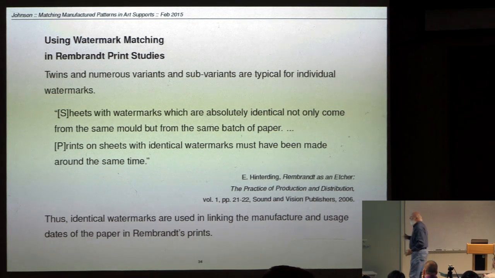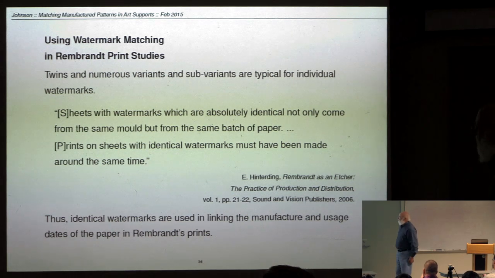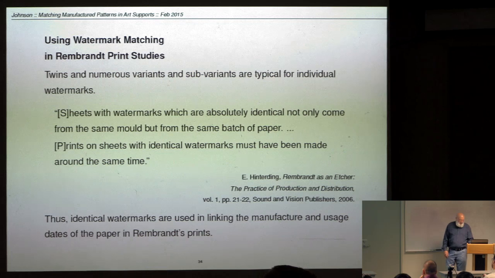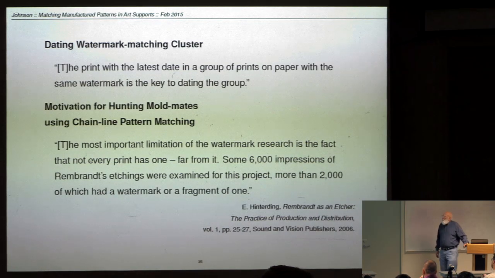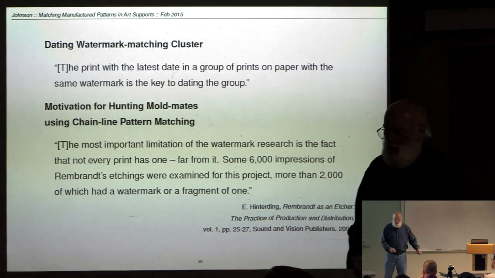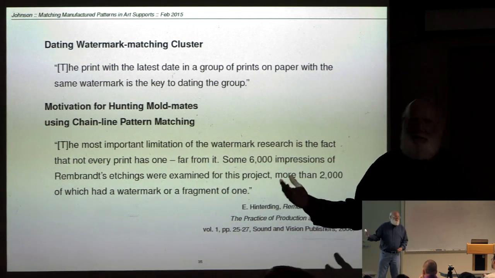But we listen to what they say. Sheets with the same watermarks came from the same mold. Prints with identical watermarks must have been made around the same time. And so we can link their date and usage. So the problem with Rembrandt is that he printed prints. He was very mercenary. And a few years later, if he sold out of something and it looked like it was selling well, he'd make some more.